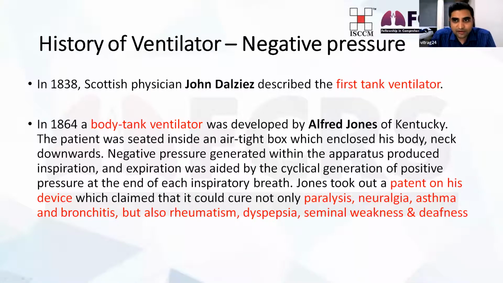So now the history of real negative pressure ventilation, which we all remember, the iron tank ventilator, started in the 19th century. The Scottish physician John Dalziel in 1838 described the first tank ventilator. And after that, in 1864, the body tank ventilator, which is the landmark of the iron tank ventilator, was developed by Alfred Jones of Kentucky. A patient was seated inside an airtight box which enclosed his body neck downwards, and negative pressure generated within the apparatus produced the inspiration, and expiration was aided by cyclical generation of positive pressure at the end of each inspiratory breath.